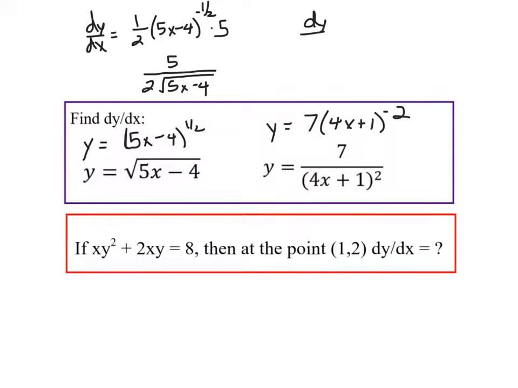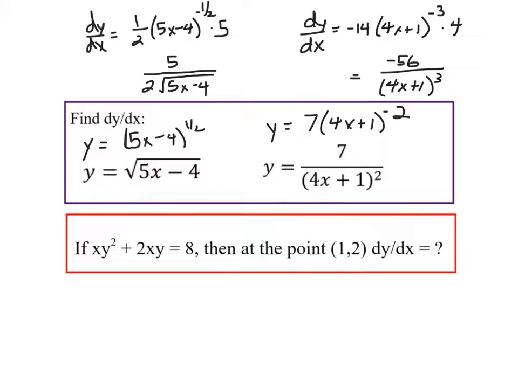All right, so same idea here. Dy dx equals, so 7 multiplied by negative 2, I have negative 14. I'll leave that inside alone. Be careful here when you drop the power. Remember, it drops down to negative 3 multiplied by 4. So negative 14 times 4 is negative 56. And we'll put that 4x plus 1 in the denominator. And now it's to the third. Okay, so there are two derivatives.